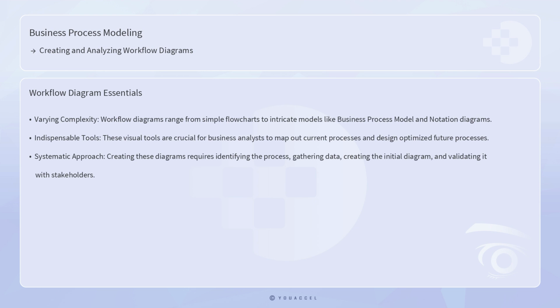Workflow diagrams vary in complexity, ranging from simple flowcharts to more intricate models like business process model and notation diagrams. These visual tools are indispensable for business analysts who need to map out current processes and design optimized future processes. Creating these diagrams requires a systematic approach, encompassing several key steps: identifying the process, gathering relevant data, creating the initial diagram, and validating it with stakeholders.